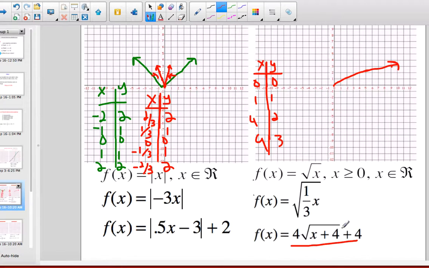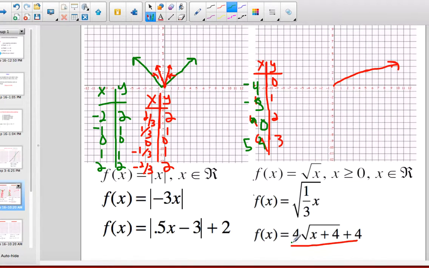So the first thing you're probably seeing is this +4, so that means to the left of 4. So what I'm going to do is I'm just going to move all of these points left 4. So 0 becomes -4. 1 becomes -3. 4 becomes 0. And 9 is going to become 5. So those are my new x coordinates.